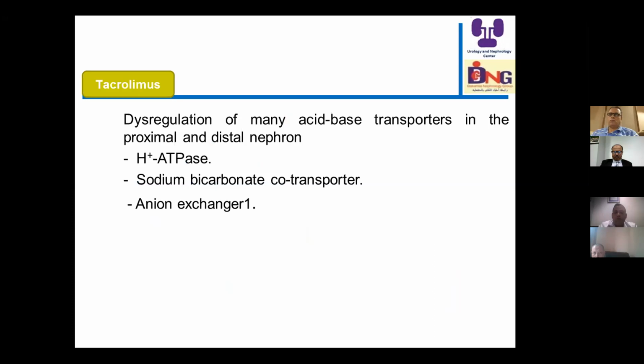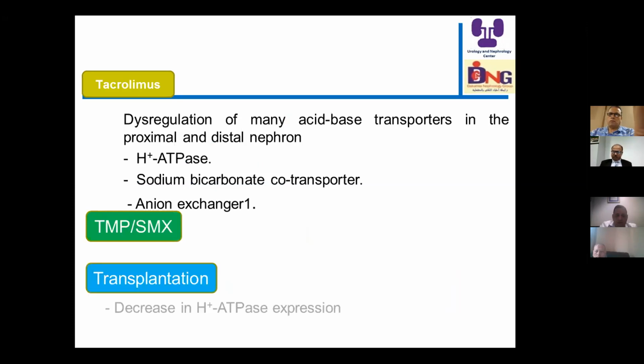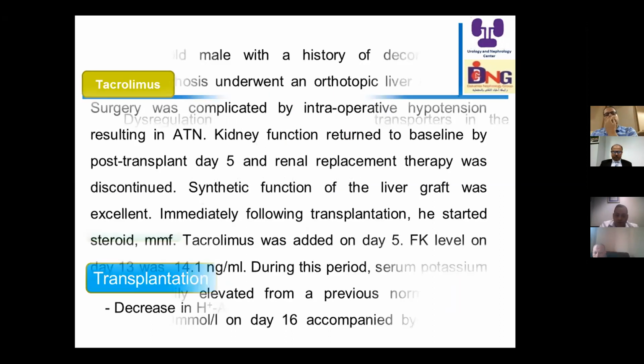Tacrolimus causes dysregulation of many acid-base transporters in the proximal and distal nephron, and also inhibits hydrogen ATPase, sodium bicarb cotransporter, and anion exchanger 1. Trimethoprim also causes type 4 RTA. In addition, it causes epithelial sodium channel block. Transplantation itself decreases hydrogen ATPase expression and causes metabolic acidosis.